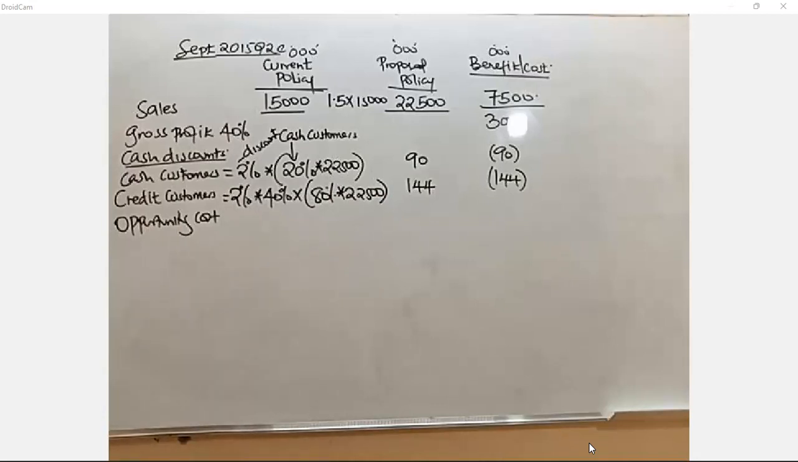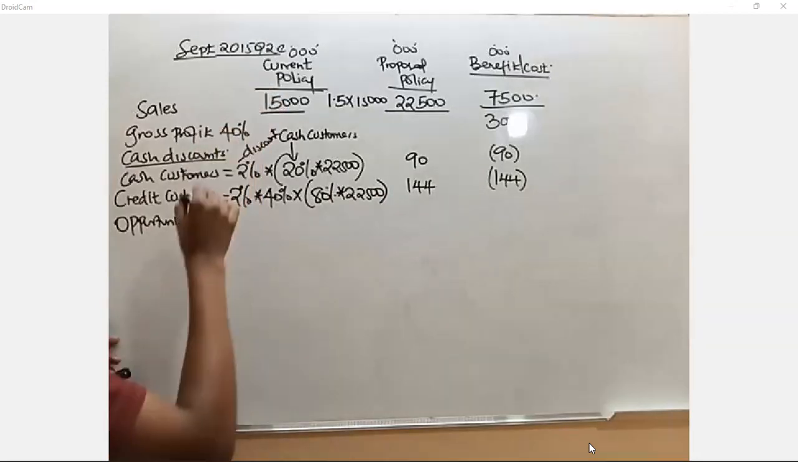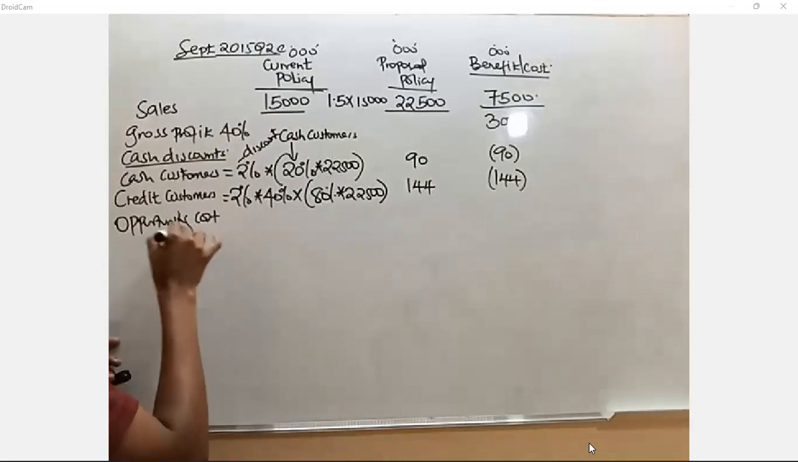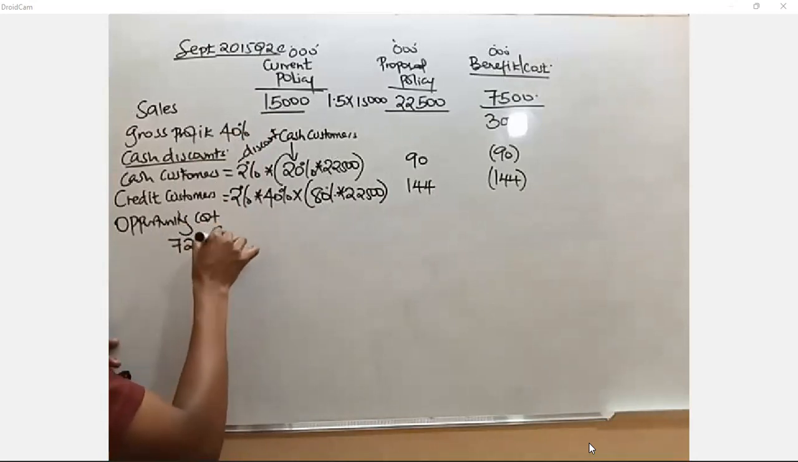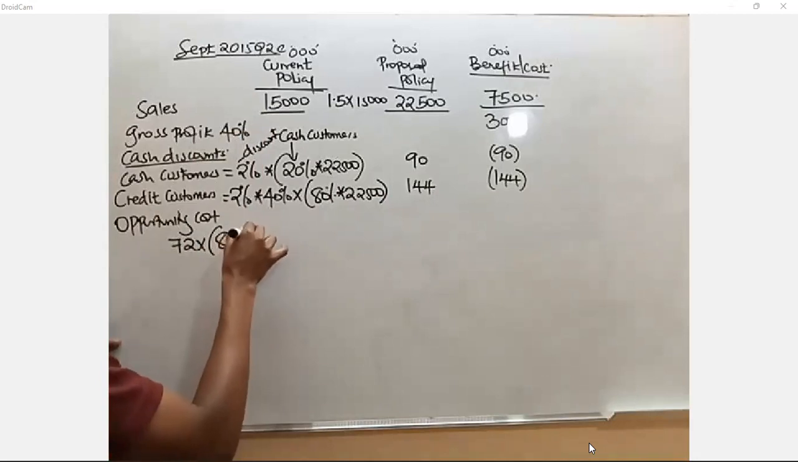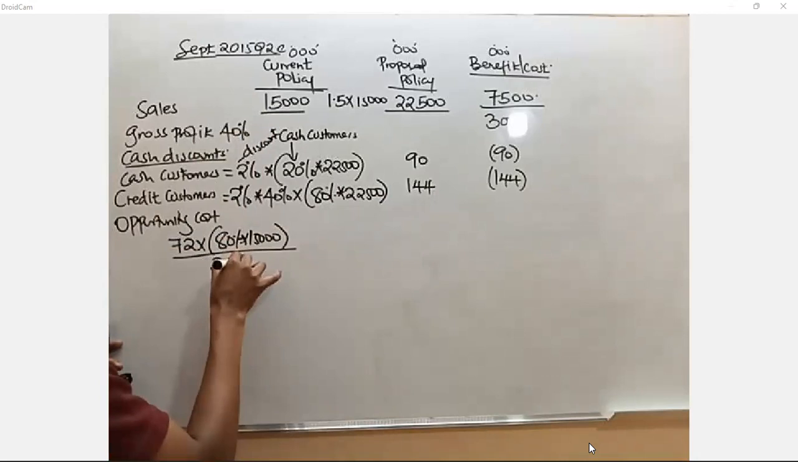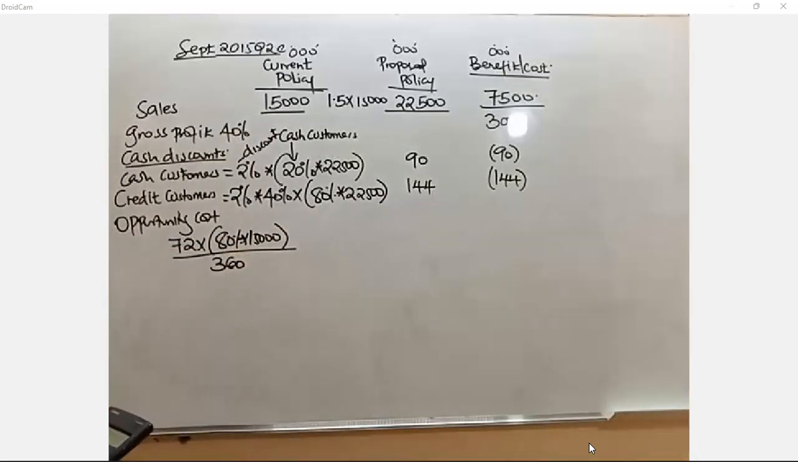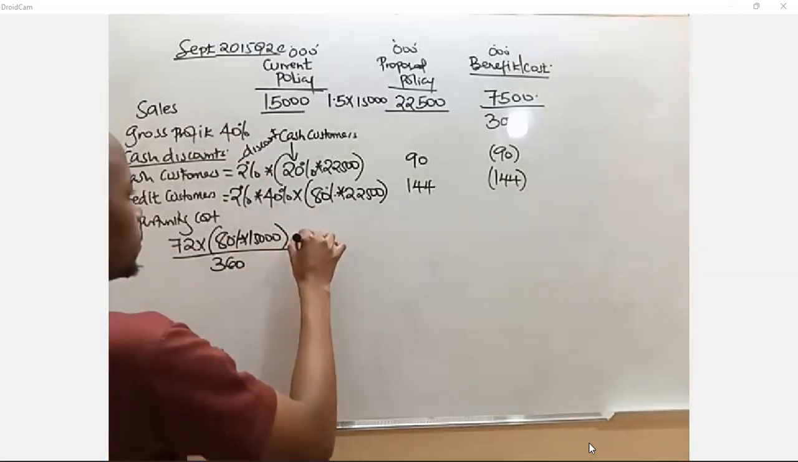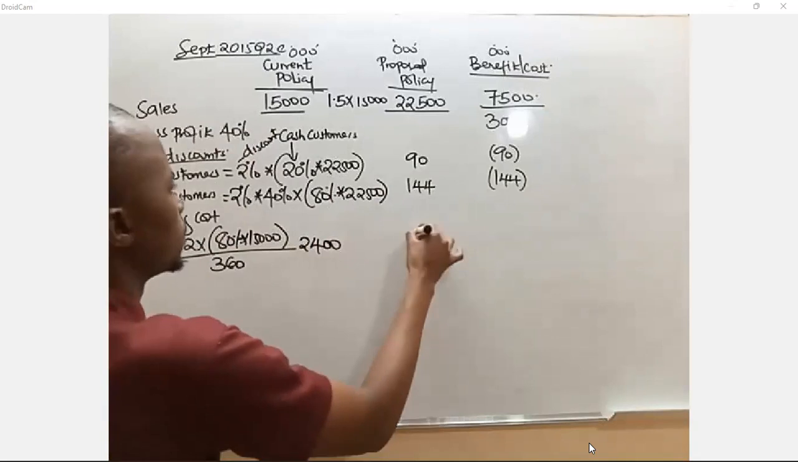We look at the collection period currently at 72 days. So for the current policy, it will be 72 times the annual credit sales, which is 80% of 15,000. You know very well now where that is coming from. Then we divide by 360. So in this case, 0.8 times 15,000, right? Times 72, you divide by 360. This is 24 here.